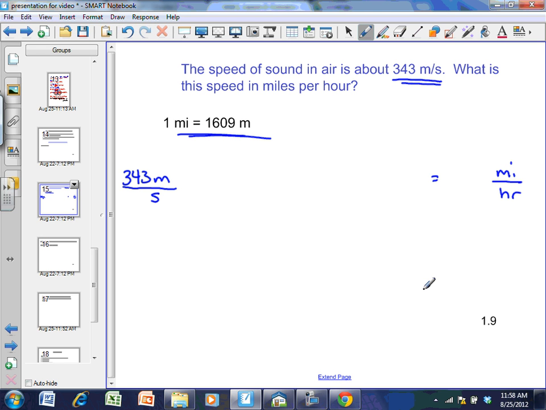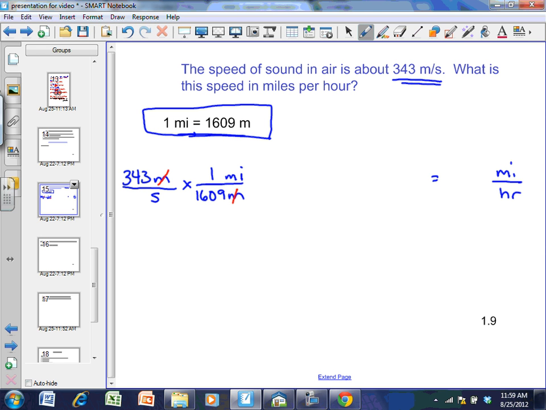Let's do meters to miles first and use the conversion factor that was given. I have to put meters in the denominator because I want to get rid of that, and I want to put miles in the numerator. Do I know how many meters are in a mile? Yes, that was given to me in the problem. So I say 1 mile is equal to 1,609 meters. I'm good there. If I do 343 divided by 1,609, I will get miles per second as my unit. And I want miles per hour.